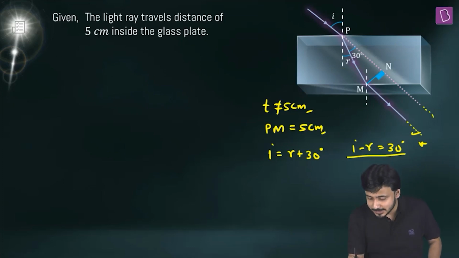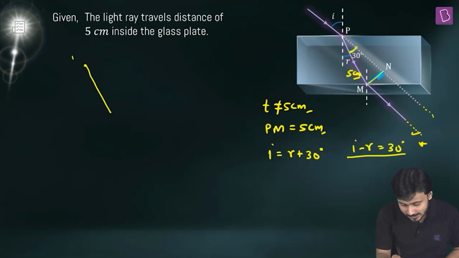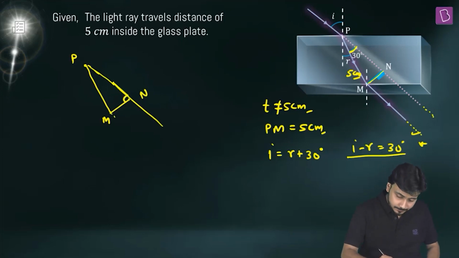So PM is 5 centimeter. This is 5 centimeter, right? And you are supposed to get MN. And you have been given this angle 30 degrees. Done. It's done. Without formula, it's done. How? See this. P, M, N. And this is perpendicular, right? This is the perpendicular you draw from there, right? So if this is 90 and this is 30 degrees and this is 5 centimeter.